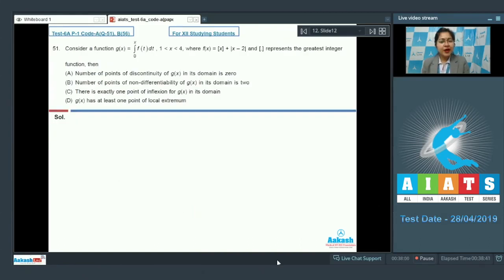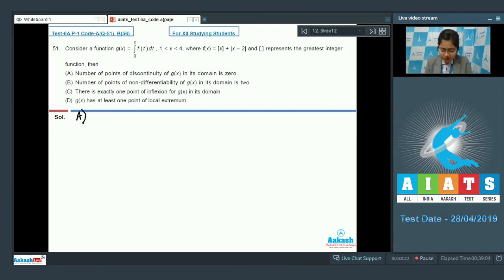Next is question number 51, which says that consider a function gx equal to integral from 0 to x of ft dt, where x is going from 1 to 4, where fx is equal to greatest integer x plus modulus of x minus 2. Then we have to find the points of discontinuity of gx and so on. So let us go option by option.